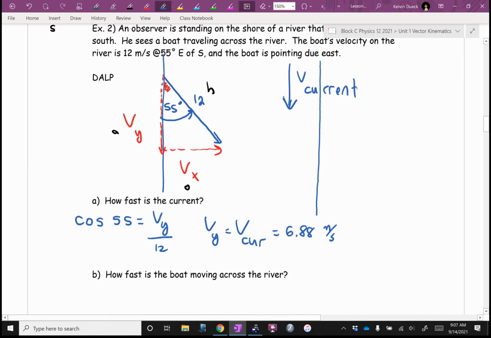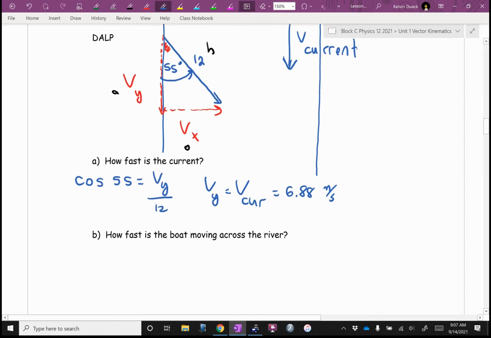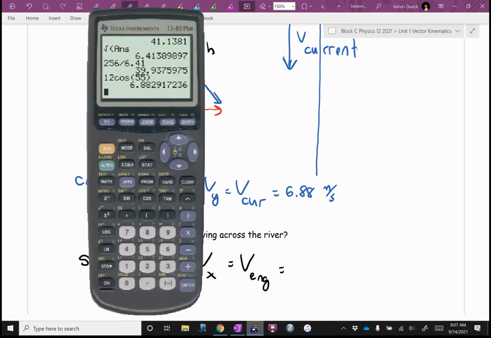How fast is the boat moving across the river? I think that's Vx, which is going to be sine. And I'm going to make a little note. That's going to be the engine velocity because that's the boat motor pushing it as well. So I don't forget. 9.83.